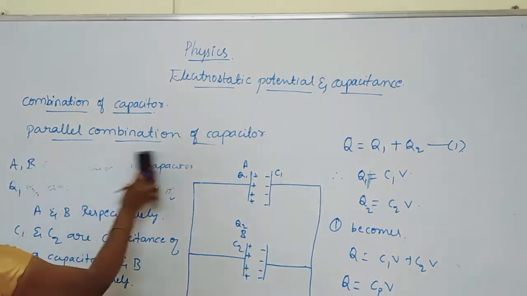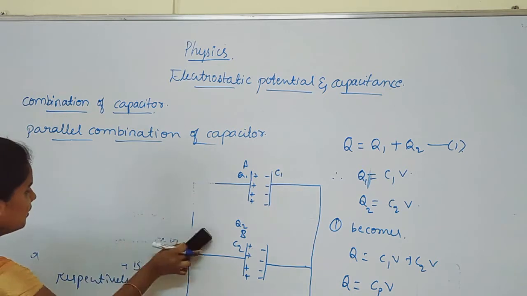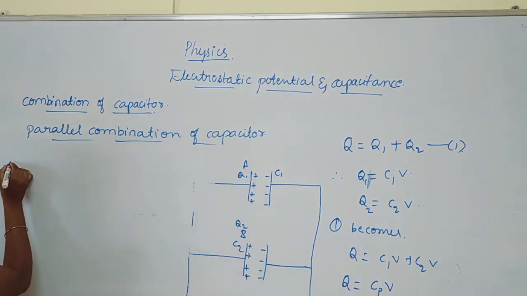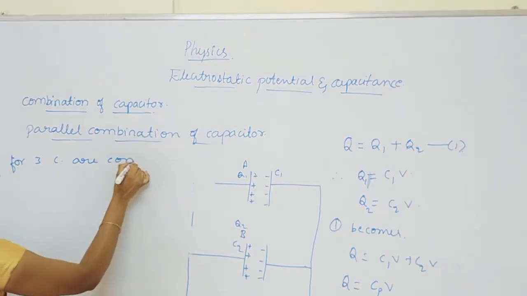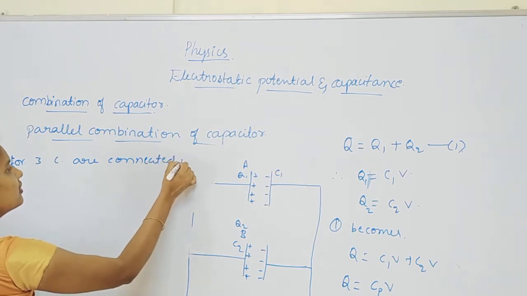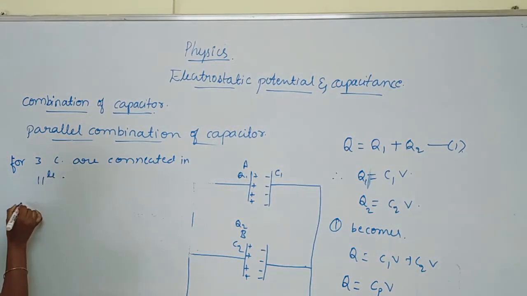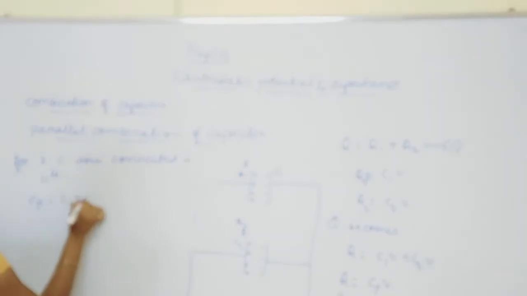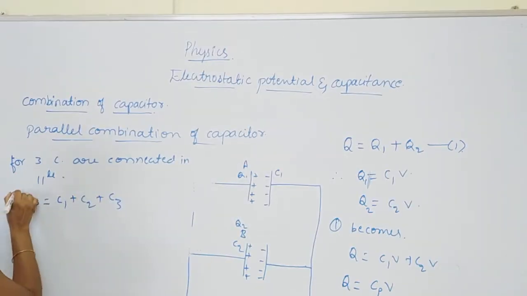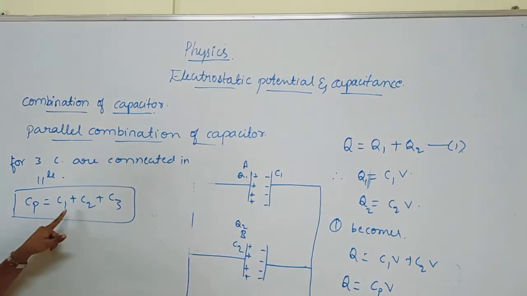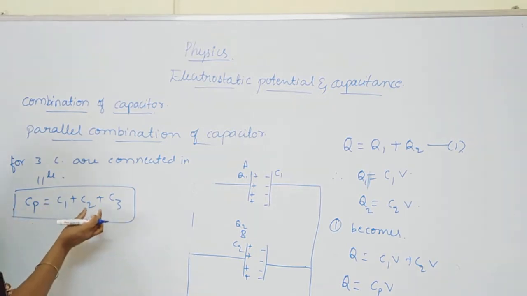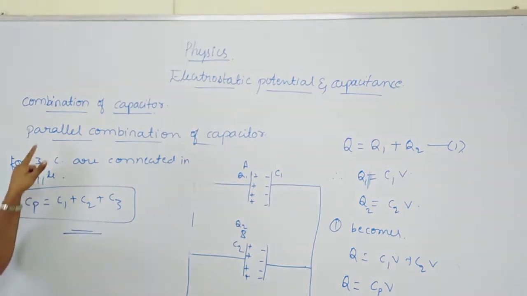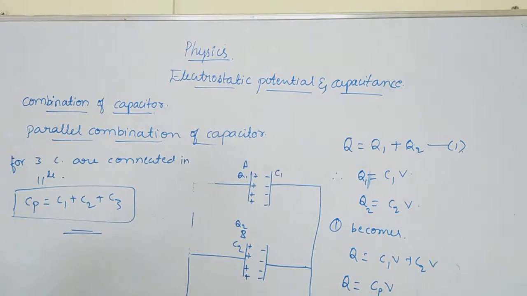For example, we consider three capacitors connected in parallel. The final equation becomes Cp equals C1 plus C2 plus C3. So here the total capacitance is the sum of the capacitances of the individual capacitors. This is regarding the parallel combination of capacitors.